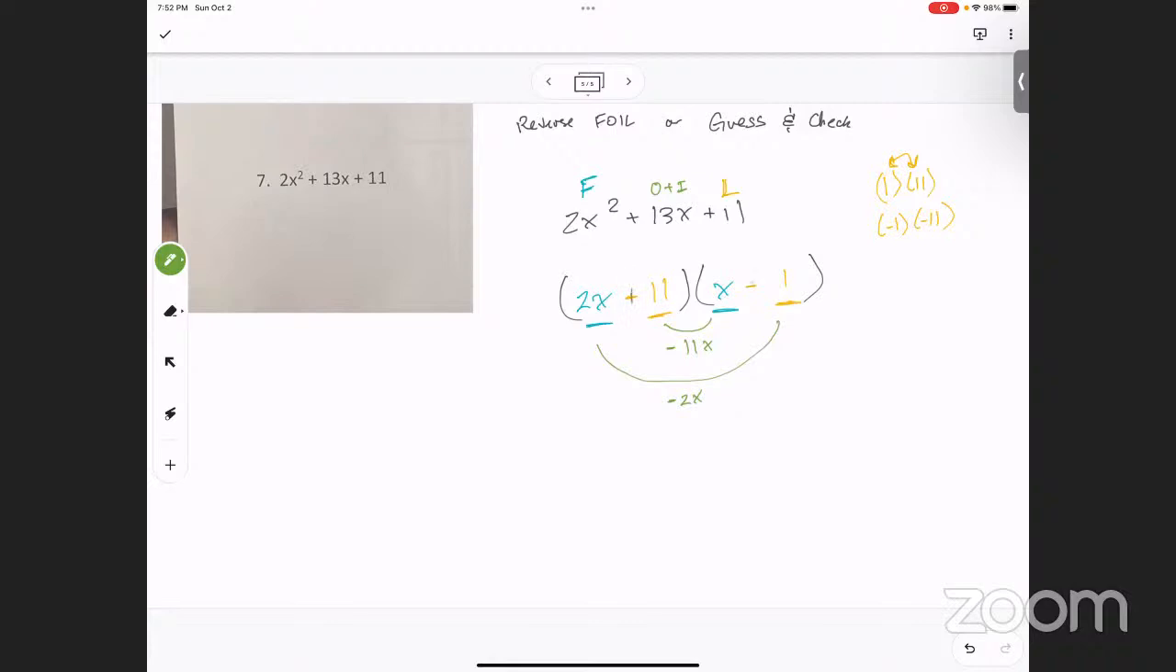Like the negative 11. Yep. And now does it work? Yeah. There you go. So that's how it factors. Okay. That makes sense? Yeah, that makes a lot more sense.